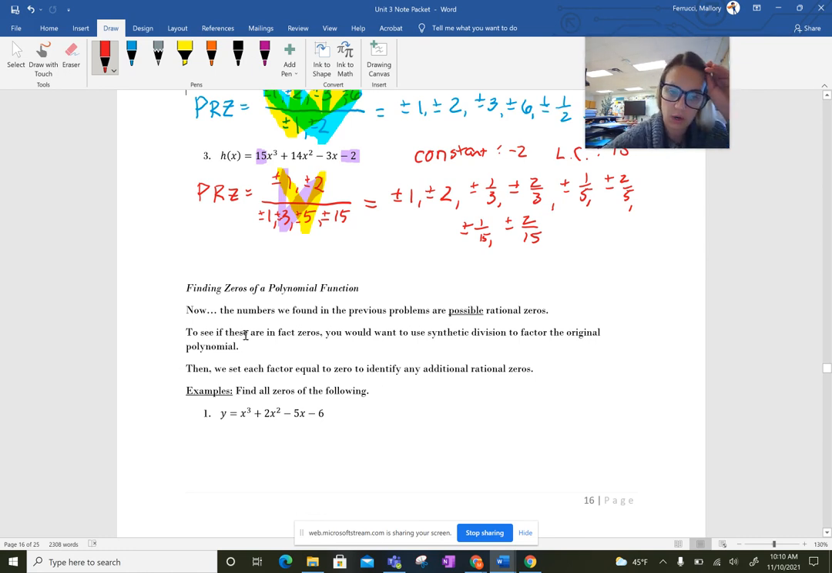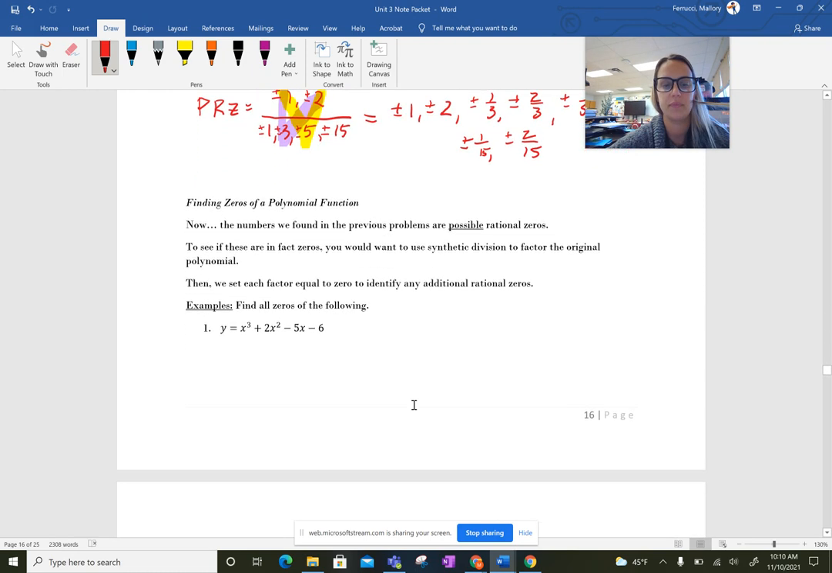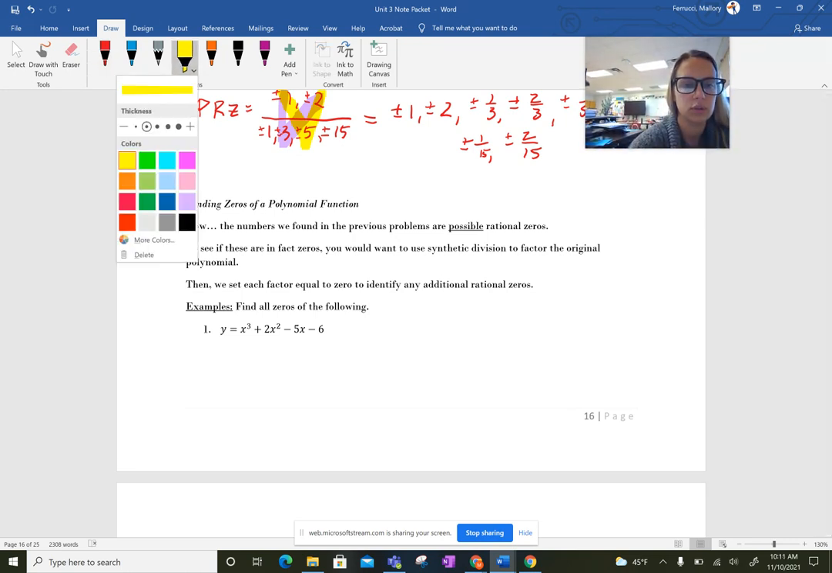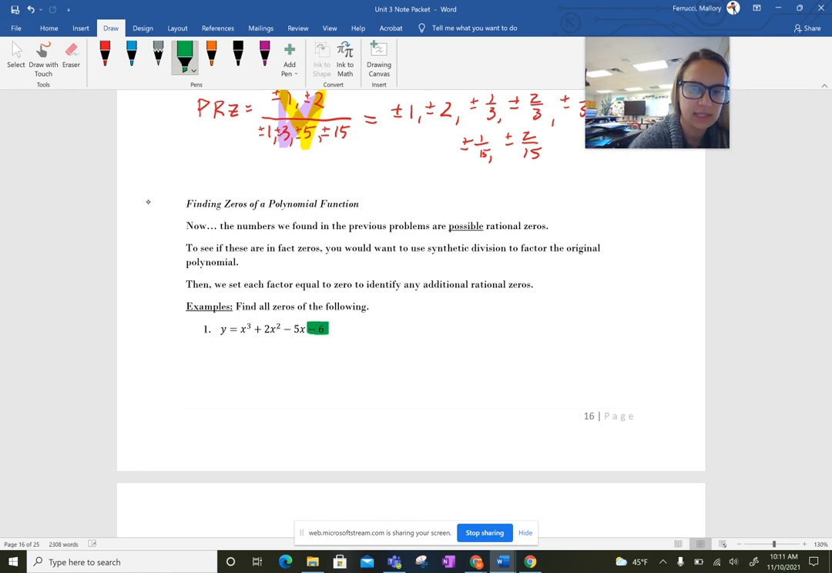So what we're going to do here, because this is if you can't use your calculator, is find all the zeros of the following. So let's look at this first one. We're going to start by trying to figure out what the possible rational zeros are. We have our constant, which is -6, sorry, and our leading coefficient of 1.